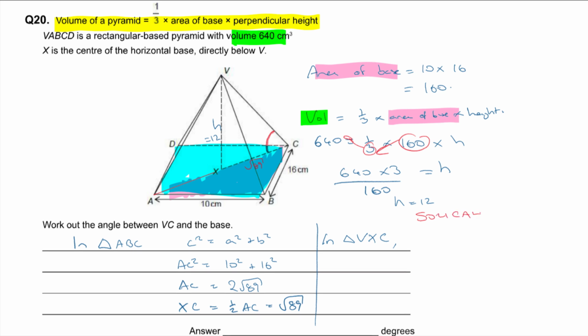SOHCAHTOA. Which one am I going to use here? The angle I want to find is down there, so this is the adjacent and this is the opposite, isn't it? So H I don't really care about so much. So no SO, no CA. It's the TOA one that I'm after. So tan theta is equal to the opposite over the adjacent.